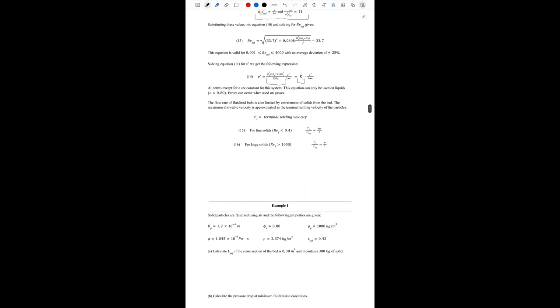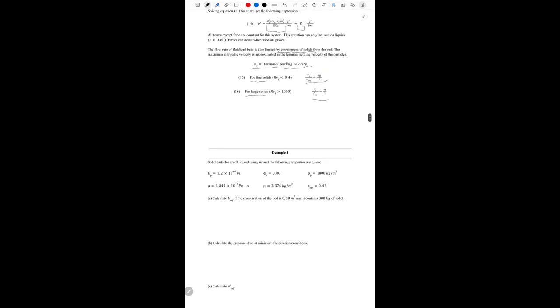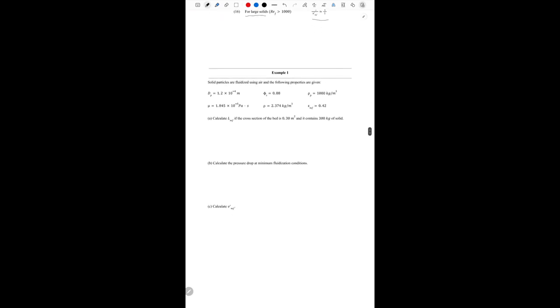So the flow rate of a fluidized bed is also limited by the entrainment of solids from the bed. The actual maximum allowable velocity is approximated as the terminal settling velocity of the particles, and there are some expressions for that. For fine solids, you can use this expression, and for larger solids, you can use this expression to determine that. So let's go through a couple of examples here.